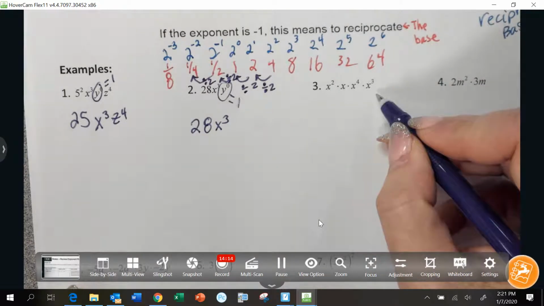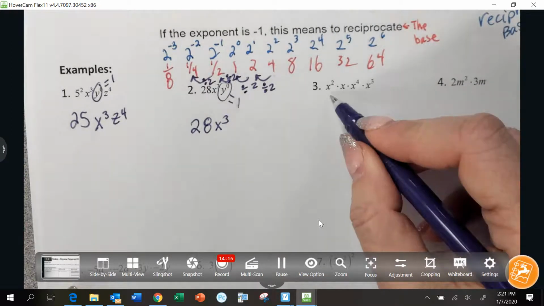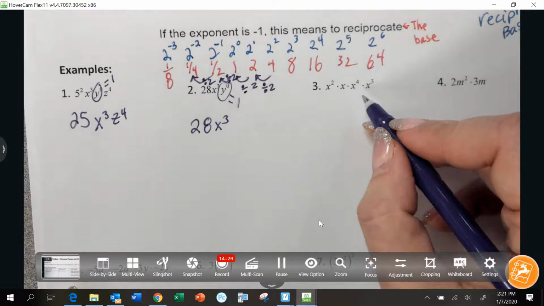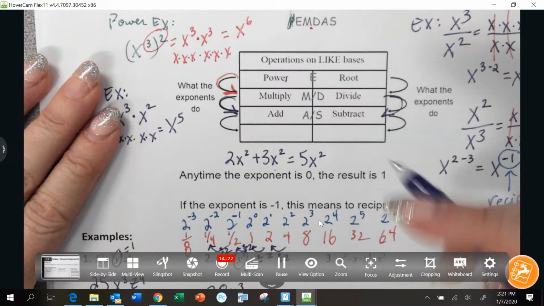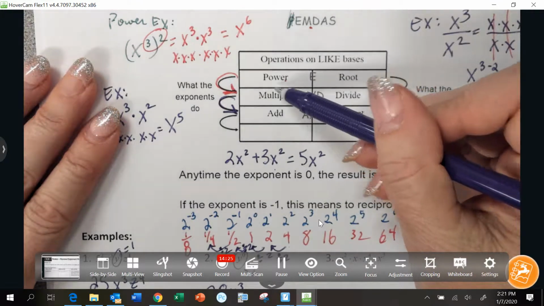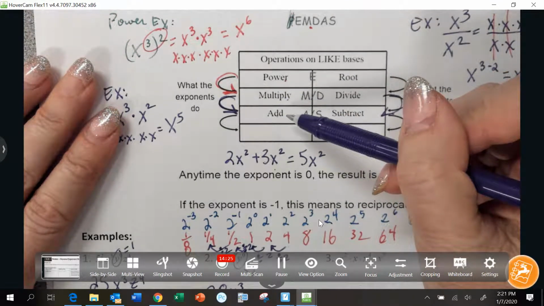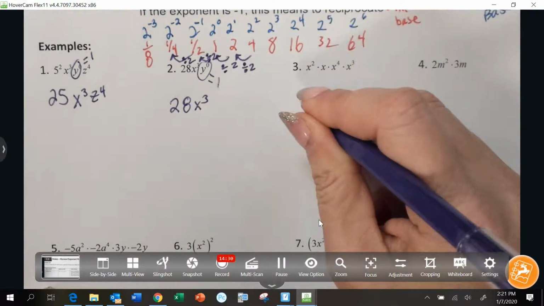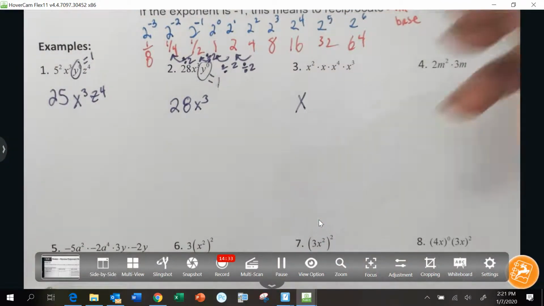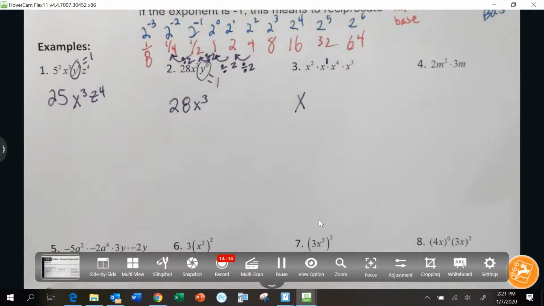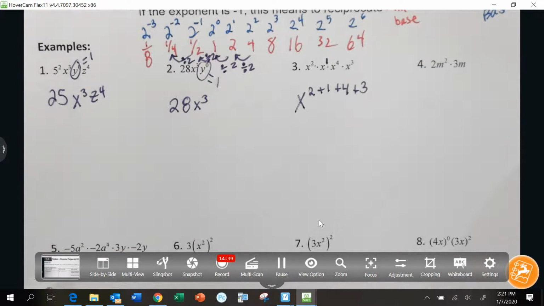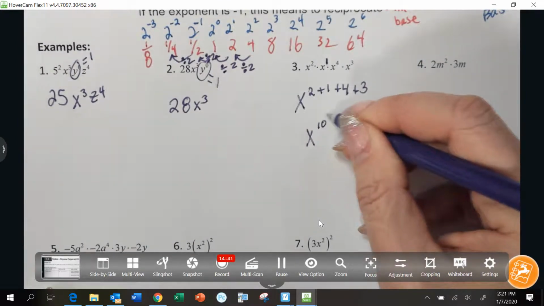All right, the next one is all multiplication, and you look at this and you say, these are all the same base. They're all like bases. So if multiplication on like bases, we add the exponent. Okay, so we got 2 + 1 + 3. I do that in my head. X to the 10th.